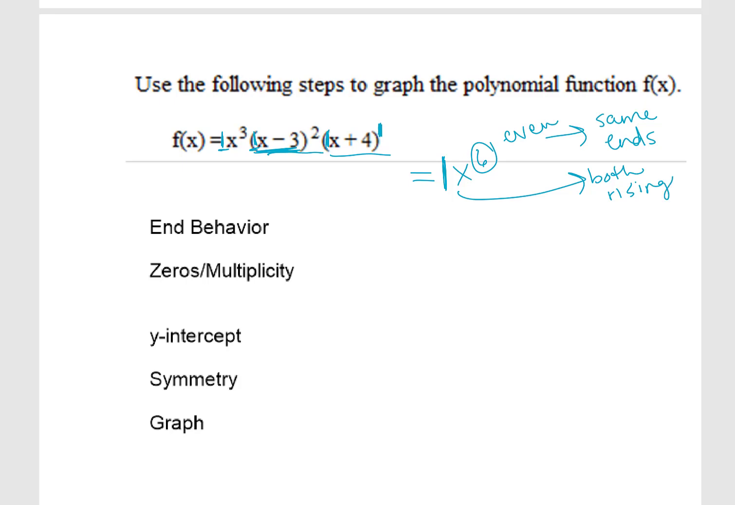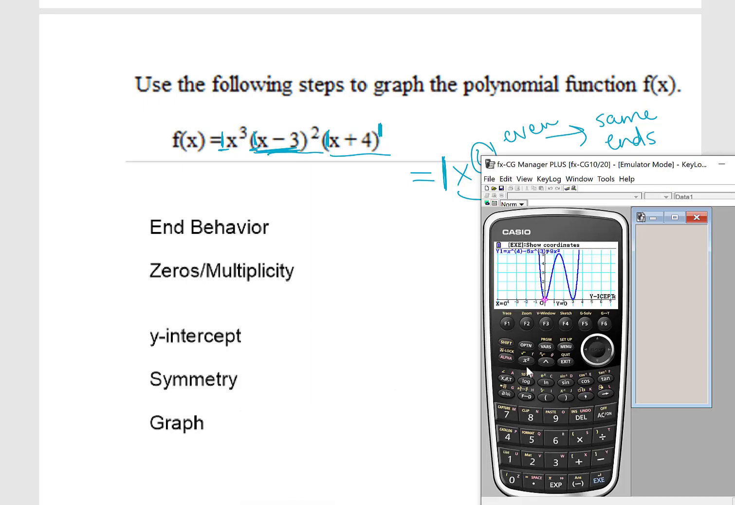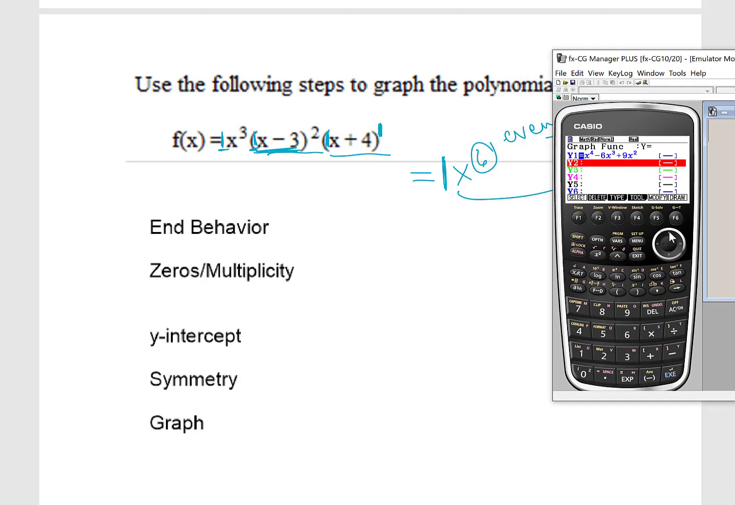Now, even if you aren't completely lost, right? Let's graph it. Let's confirm that. Or you might say, yeah, I have no idea how I would have been able to make that determination. So that's okay. Let's graph it. Okay, so x cubed, x minus 3 squared, and then x plus 4.